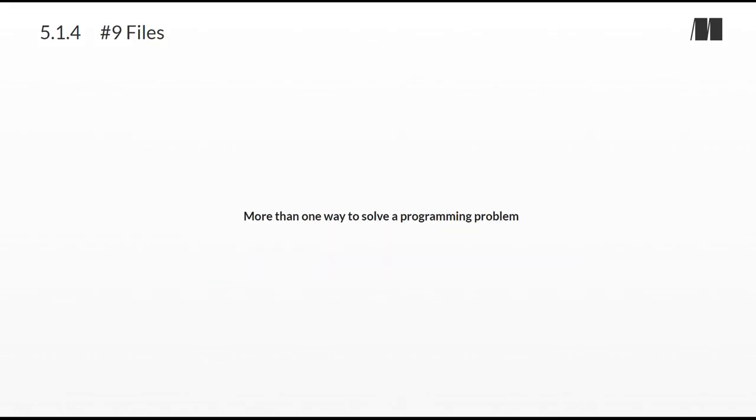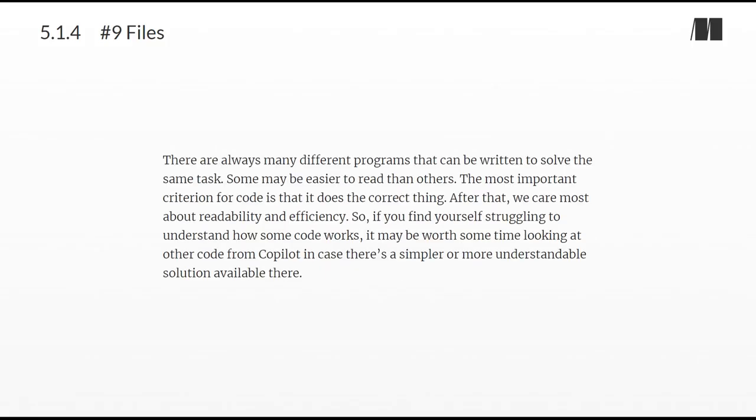More than one way to solve a programming problem. There are always many different programs that can be written to solve the same task. Some may be easier to read than others. The most important criterion for code is that it does the correct thing. After that, we care most about readability and efficiency. So, if you find yourself struggling to understand how some code works, it may be worth some time looking at other code from Copilot, in case there's a simpler or more understandable solution available there.